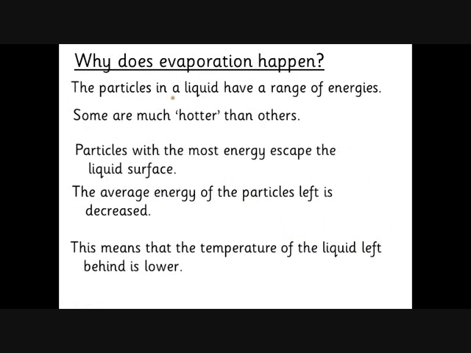Okay, so here's our stages. You need to be able to describe these stages. So there's a range of energies of the particles in a liquid. Even though the liquid is one temperature, the particles in that liquid have a range of different energies. So some of them seem to be, it's as if they're hotter than others. It's the particles with the most energy that can escape, evaporate from the liquid surface. And if you lose the ones with the most energy, then the average energy will decrease. If the average energy decreases, that means the temperature of the liquid left behind is lower. So this is how things cool down because of evaporation.